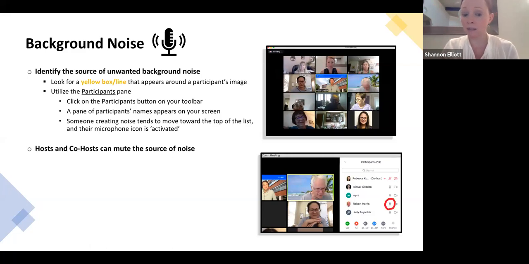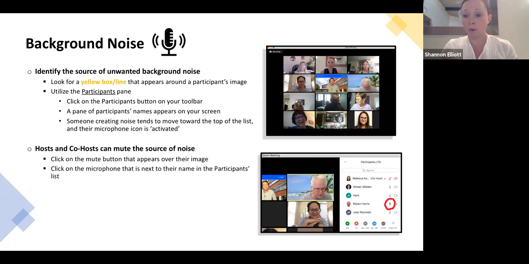So as a support group leader, hopefully you will have some help. You might have a co-host. So as a host or a co-host of a Zoom meeting, you can mute the source of the unwanted noise, all right? So the way you can do that is to hover your mouse over the screen or over the picture of the person who's making noise, and it'll give you an option to mute them. You can do it there. Or within the participants pane, I see Robert, he's activated here, so I can actually click on that little microphone icon and it will turn into this crossed out red microphone saying that it's muted. So that will take care of it as well.